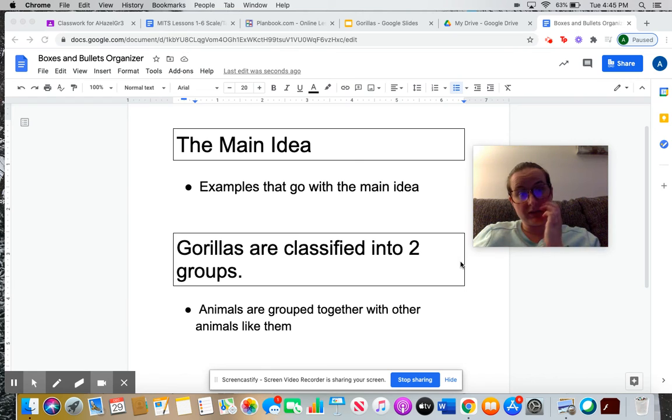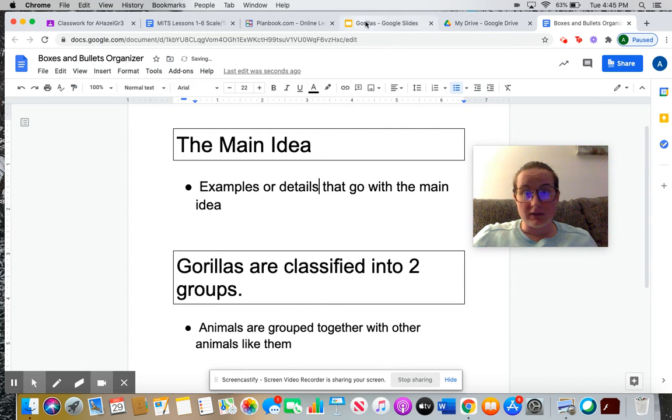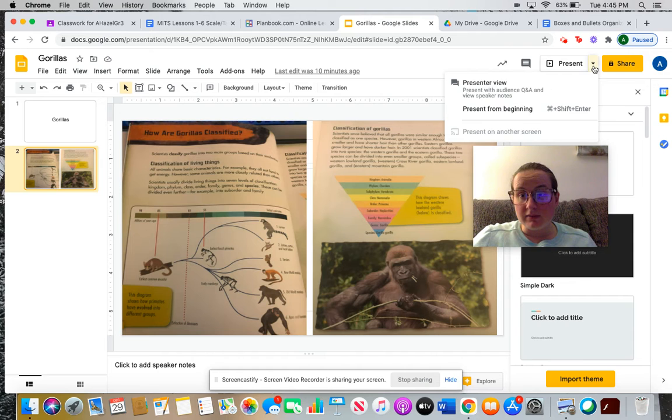Hey guys, so we are using the boxes and bullets organizer to help us with our main idea. Right at the top, this blurb gives you a reminder that in the box is the main idea, and then the bullets are all the little points or details, or in this case, examples, that go with the main idea.